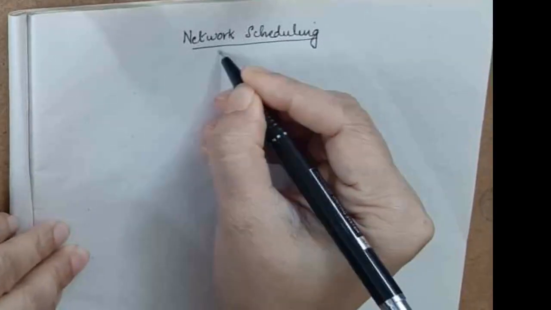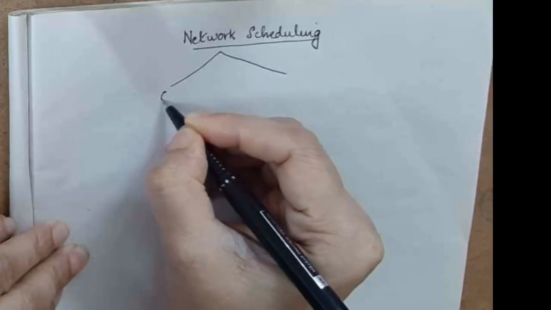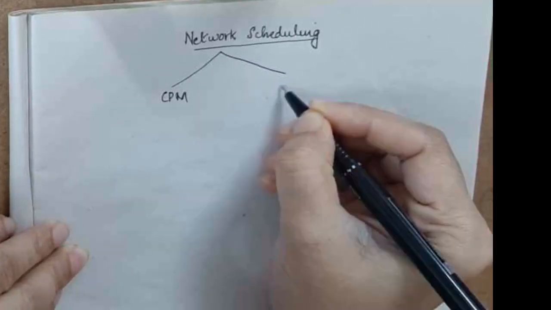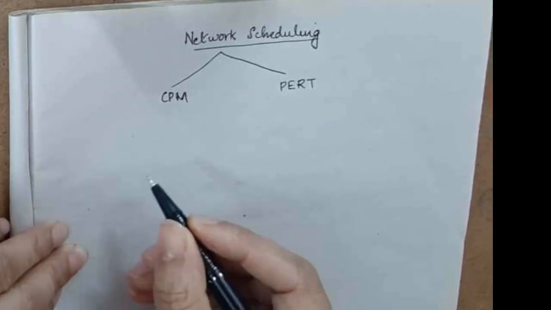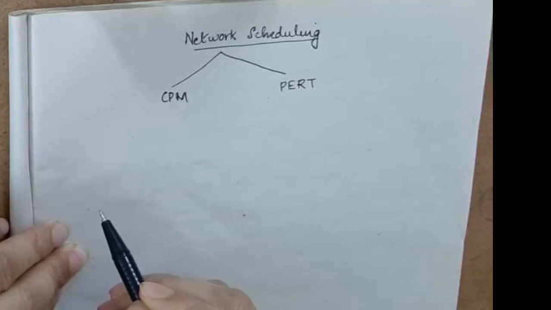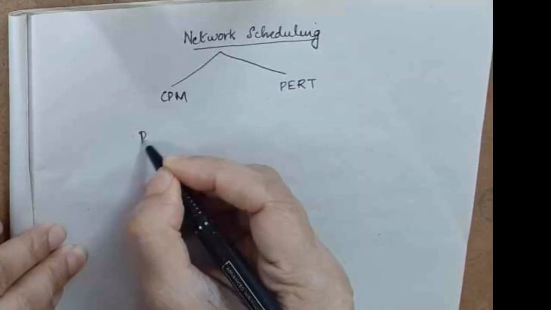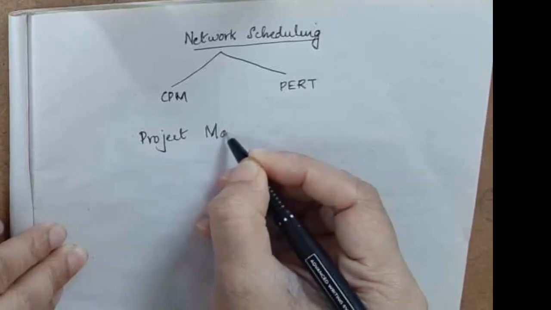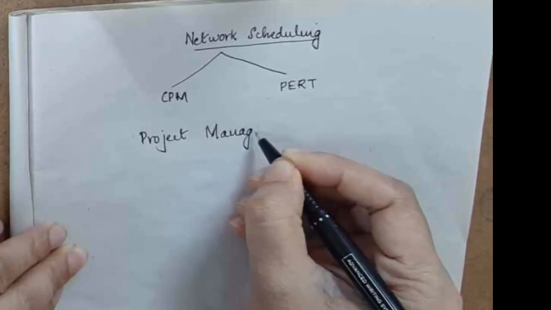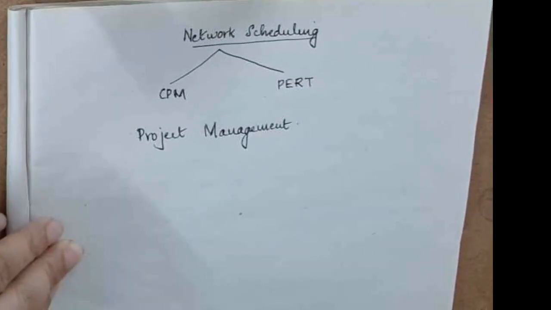There are two methods used in network scheduling: CPM and PERT. First we'll deal with CPM. Both of these are used for project management.